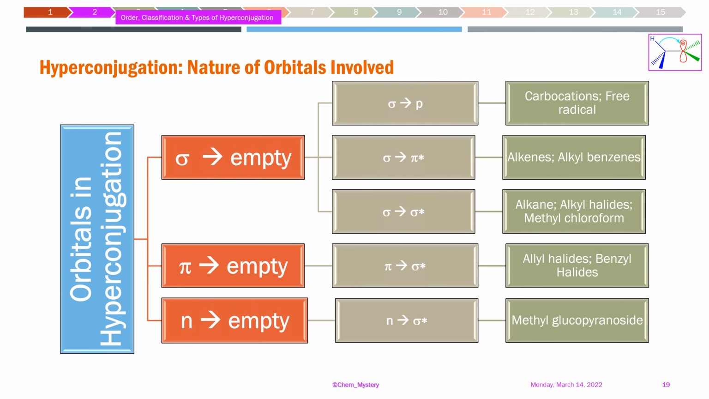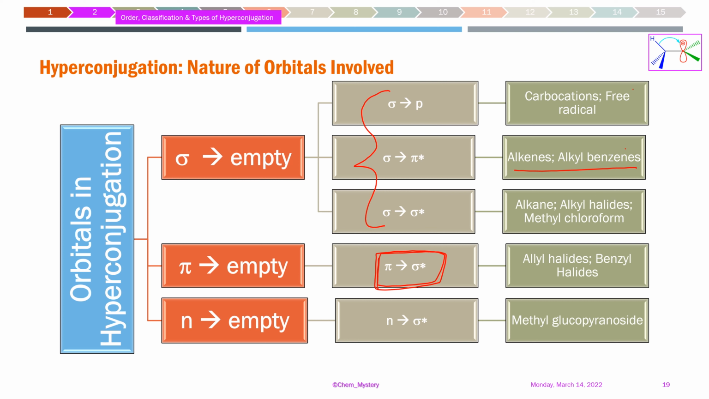Now going to the nature of orbitals involved, we have this classification once again. We have talked about this already. What are going to be the cases for the carbocations or free radicals? What are going to be the cases for the alkenes and alkyl benzenes? Basically, sigma bonding electrons going into pi star or sigma star are going to be the cases of the carbocations, alkenes, and your methyl chloroform or alkyl halide situations.